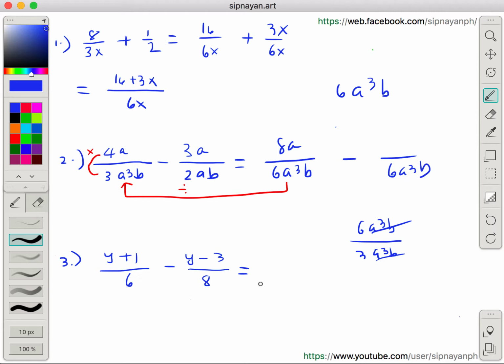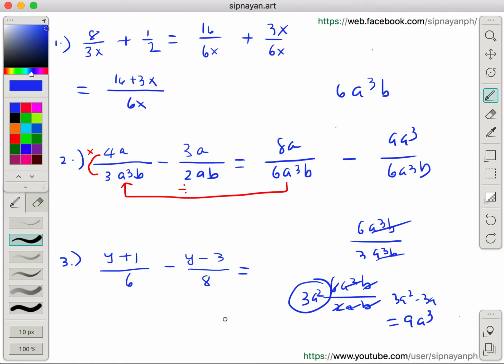Next, we have 6a cubed b divided by 2ab. The b cancels, 6 divided by 2 is 3, and a cubed divided by a is a squared. So 3a squared is our answer. And then 3a squared times 3a is actually 9a cubed. So minus 9a cubed. Okay?